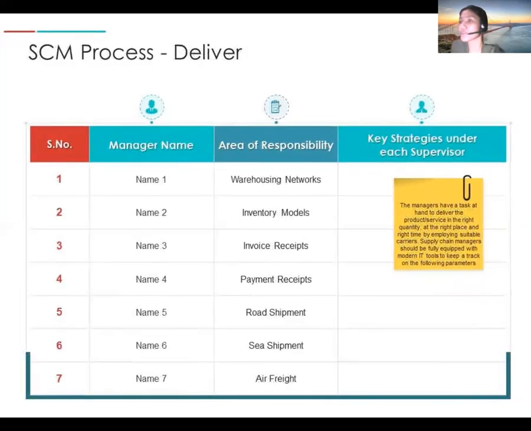Then next, let's talk about the process delivery. The manager has the task of delivering the product or the service in the right quality, at the right place and the right time. By employing suitable carriers, supply chain managers should be fully equipped with modern IT tools to keep track of the following parameters.